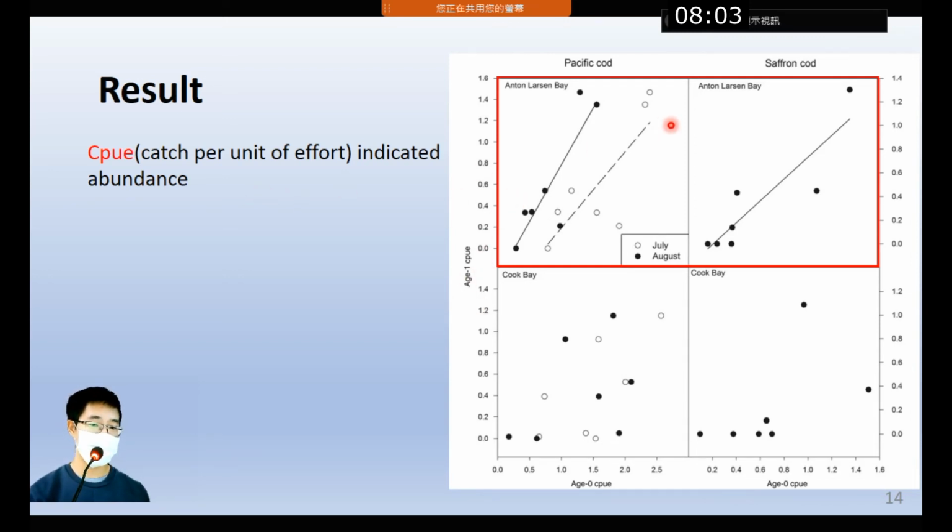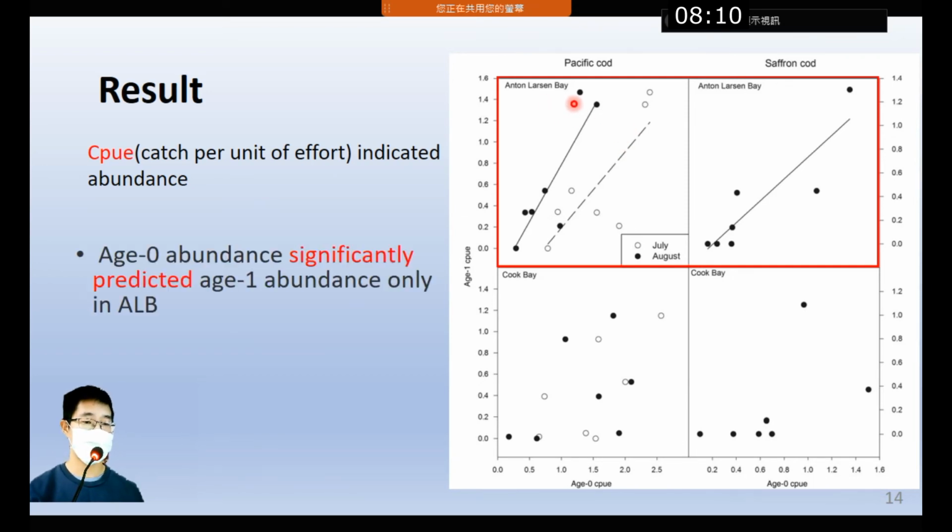And in this figure, we can see they only have the positive relationship in Anton Larsen Bay. So it might be that the Anton Larsen Bay water depth is higher, so it may have the higher growth potential for the Pacific cod and the saffron cod.